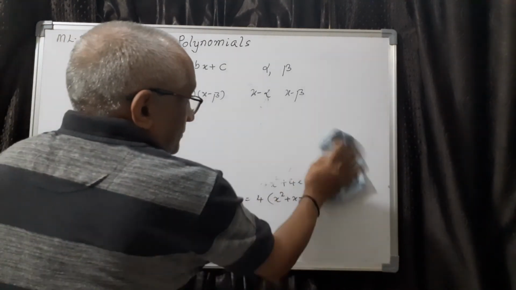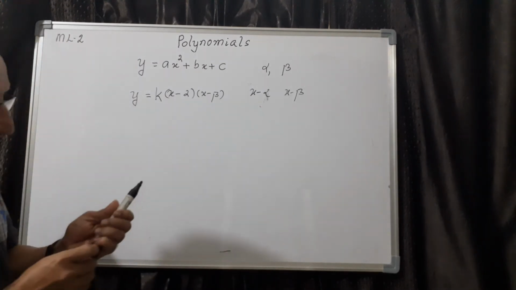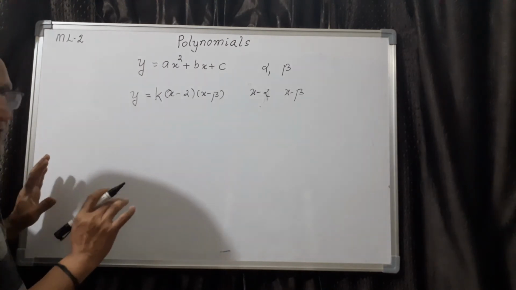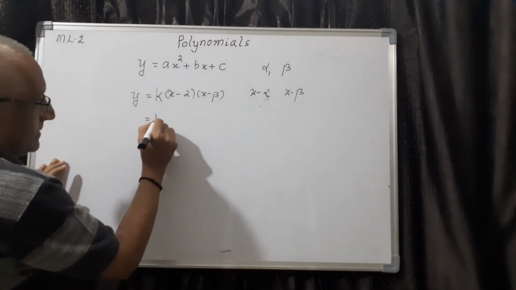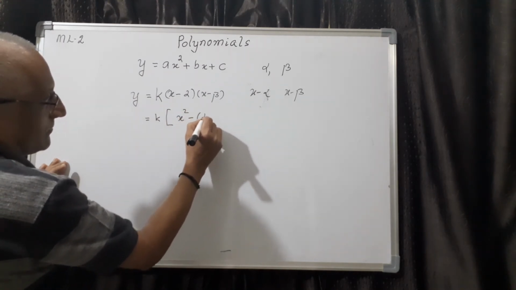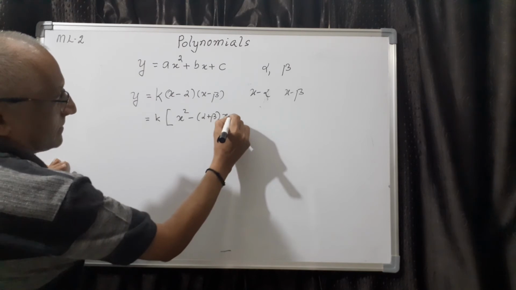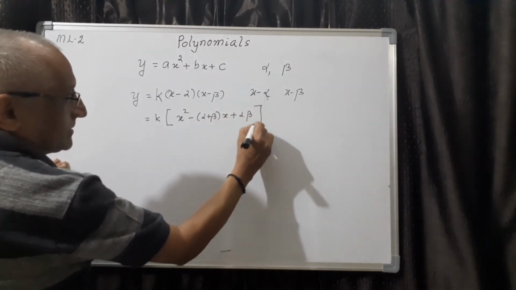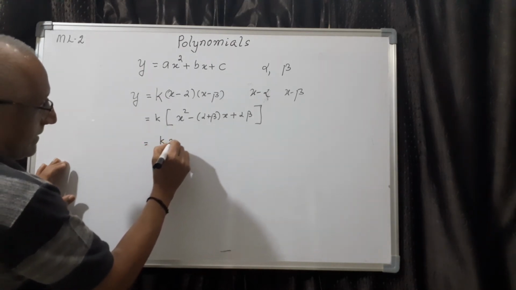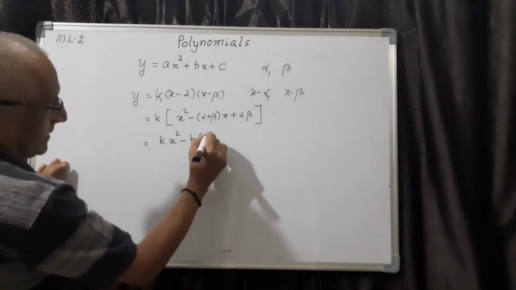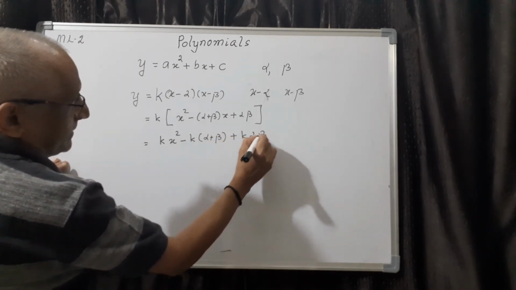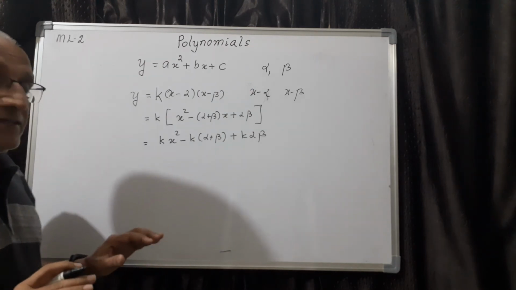So now, these two are one and the same. These two polynomials are one and the same. Therefore, what I do is, I will remove this k. First, I will multiply these two: x square minus of alpha plus beta x plus alpha beta. So now k I can take inside: kx square minus k into alpha plus beta x plus k into alpha beta. Therefore, now it is very clear.